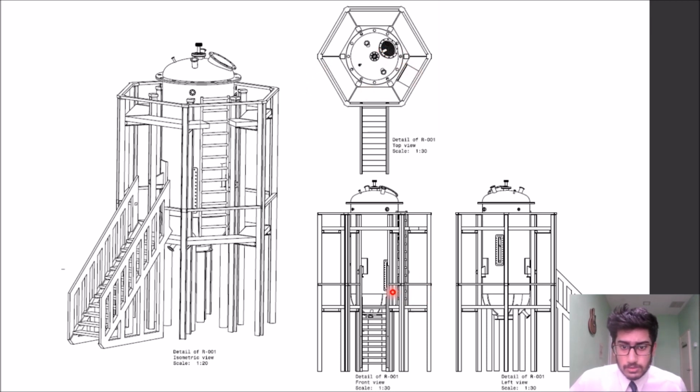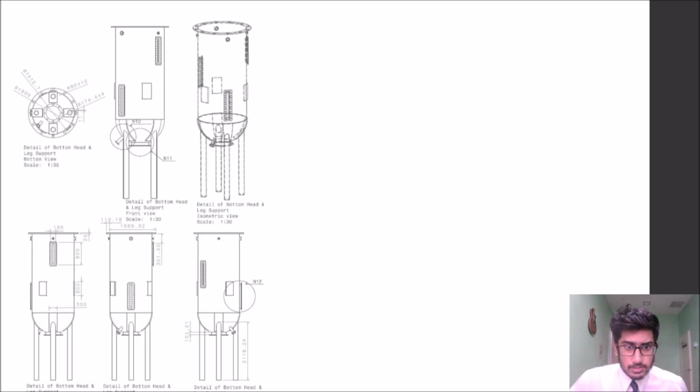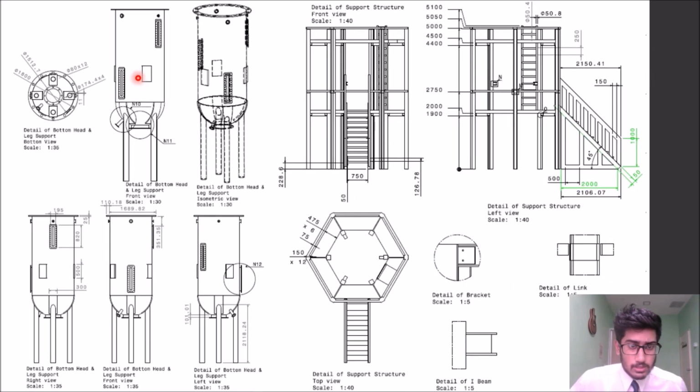So this is the top view, the front view, and the side view. This is the lower head and the body. The main important thing here is the body has three openings for a glass cover, so that we can see the level of the fluid inside the high pressure coagulator, and this is the steel structure.